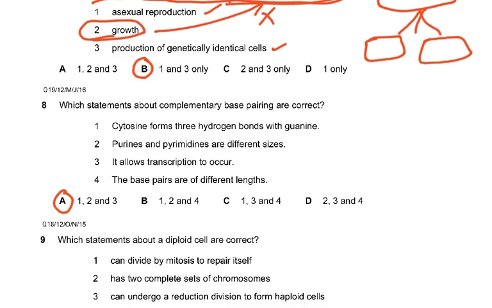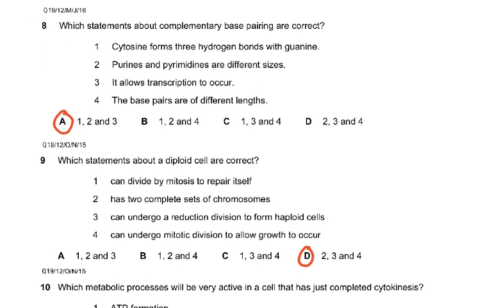Then which statements about complementary base pairings are correct? Cytosine forms three hydrogen bonds with guanine. Purine and pyrimidines are different sizes. Yes, purines are a double ring and pyrimidine is a single ring. It allows transcription to occur. The base pairs are of different lengths. Yes, AT, AT, AT, then GC, GC, GC. So 1, 2, and 3 were correct. 4 was wrong. The base pairs are of different lengths.